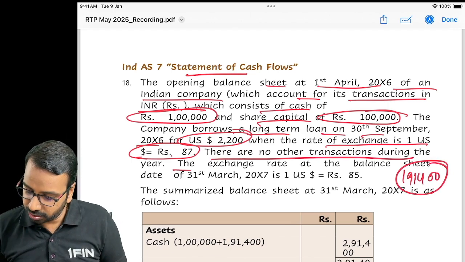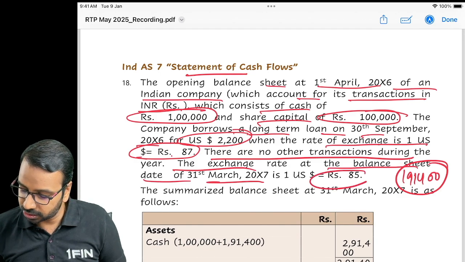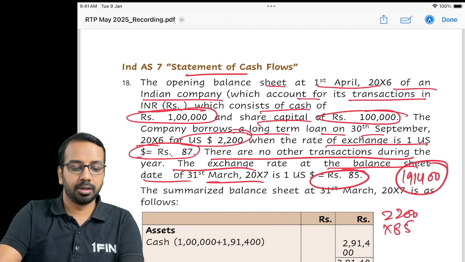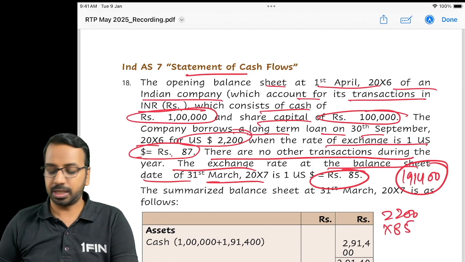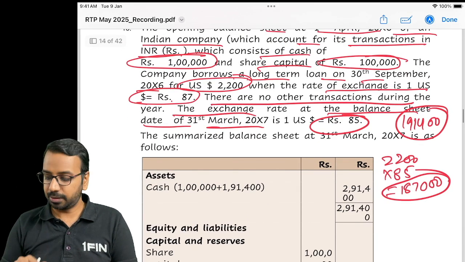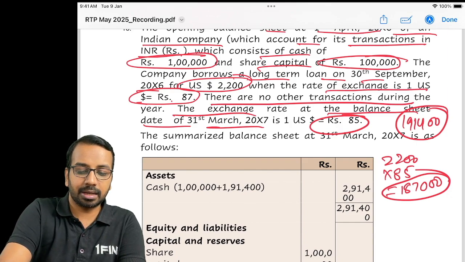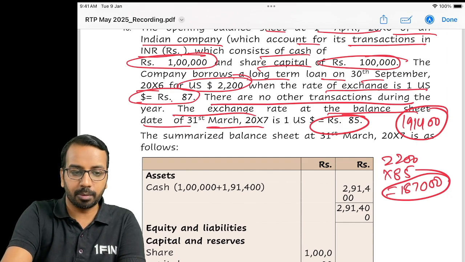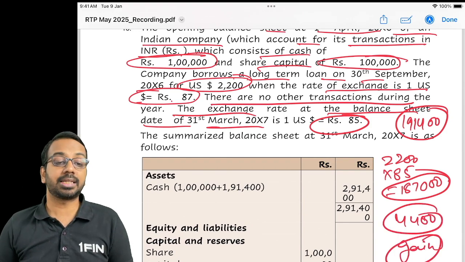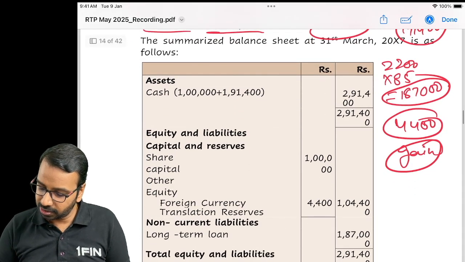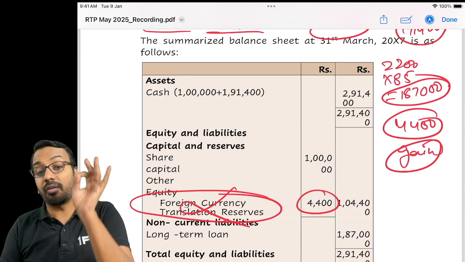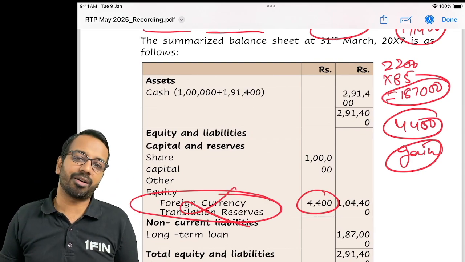There are no other transactions. The exchange rate on the balance sheet date, 31st March, is 85. So 2200 multiplied by 85, I get 187,000. I will recognize the liability at 187,000. Now 187,000 minus the 191,400 that I have recognized, 4,400 is my gain. This gain will be recognized in P&L, but somehow the institute has transferred that gain to the foreign currency translation reserve. This is incorrect. I have borrowed money. It is a foreign currency monetary item, so it has to be recorded in P&L.